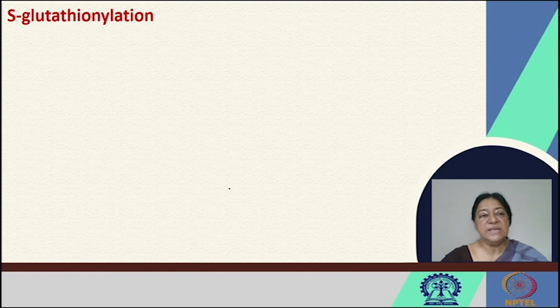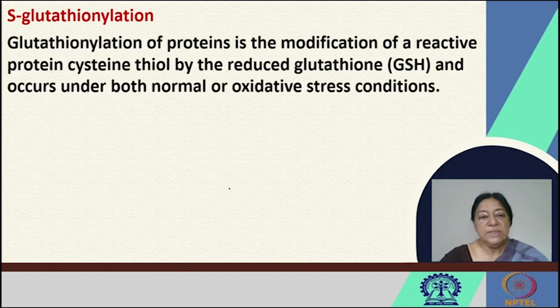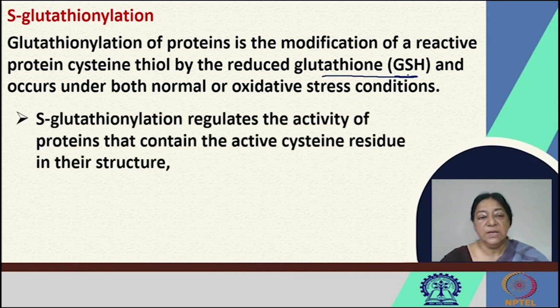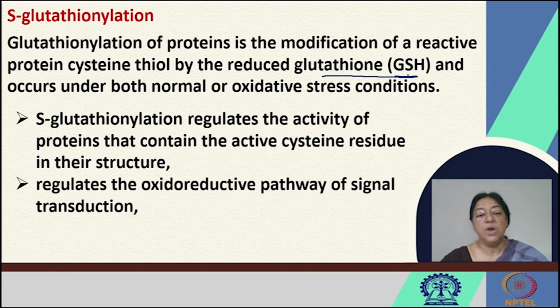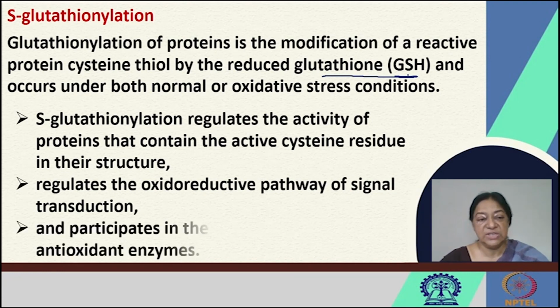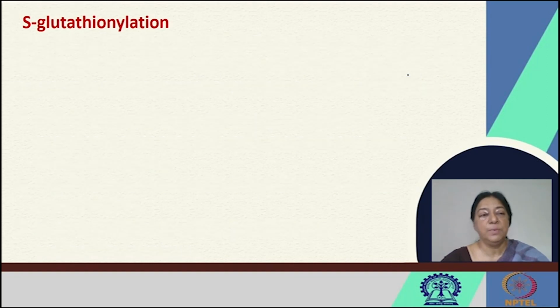Another change is S-glutathionylation. This is the modification of a reactive protein cysteine thiol by reduced glutathione and occurs both in normal as well as oxidative stress conditions. This S-glutathionylation regulates the activity of proteins that contain an active cysteine residue in their structure. They regulate, therefore, the oxidoreductive pathway of signal transduction, and they also participate in the regeneration of antioxidant enzymes, an example of which we will see in a moment.